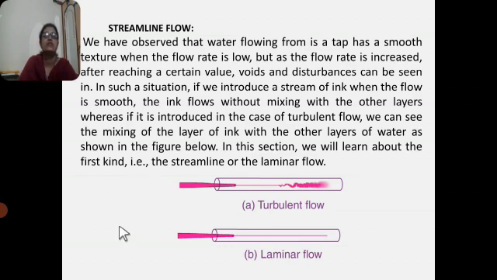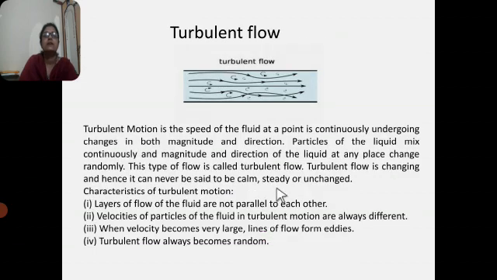In this section, we will learn about the first kind, that is streamline, or we can say laminar flow. So this is the laminar flow, and this is the turbulent flow. Turbulent motion is where the speed of the fluid at a point is continuously undergoing changes, meaning irregular eddies, that is vortices, are formed. So there is no regularity in the flow of the liquid. In both magnitude and direction, it changes continuously.